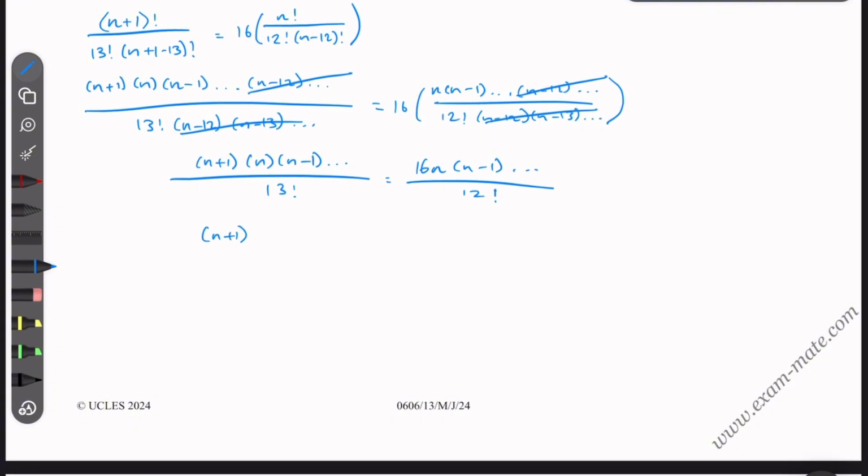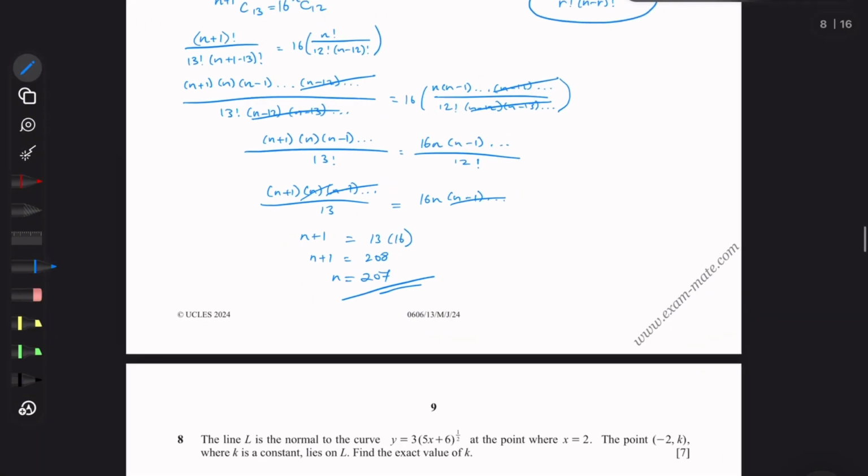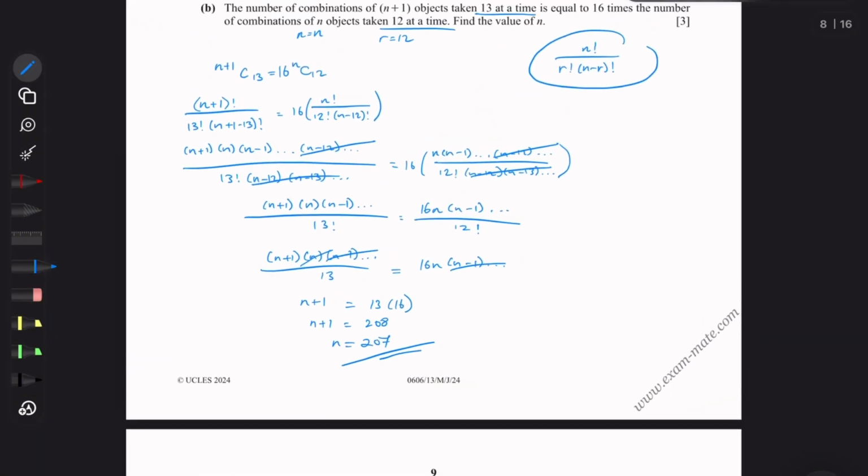So it will become like this. And then you just move 13 to the other side. Okay, so this is the final answer.